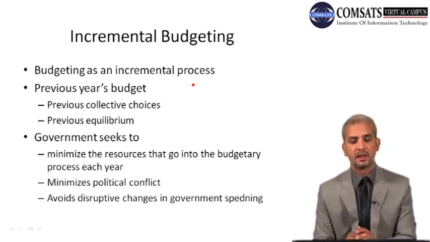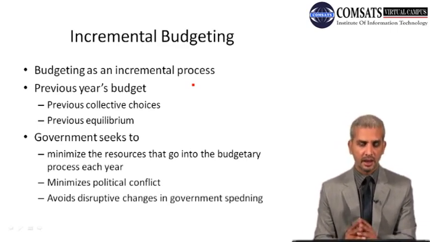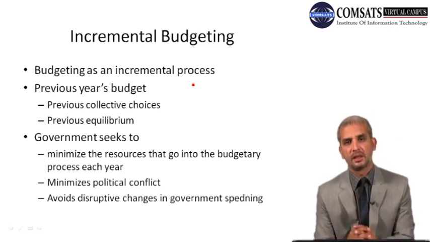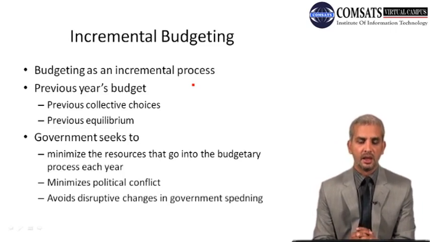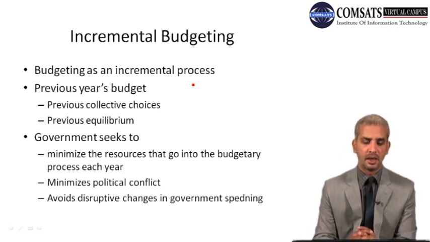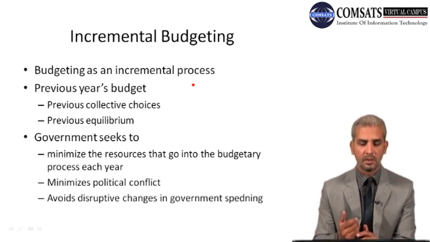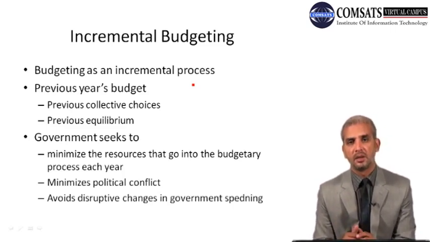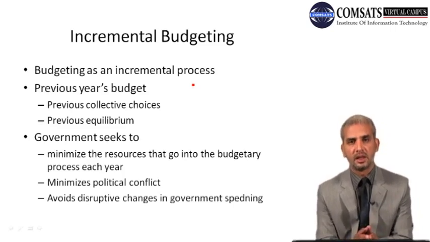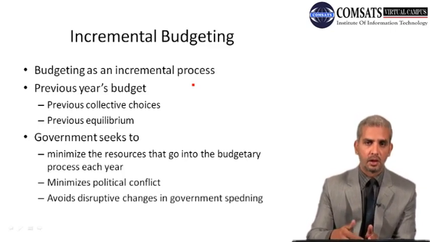Then another sort of budgeting that is usually used is budgeting as an incremental process. Now, the activity of budgeting actually utilizes a lot of resources of the government, and it is a very costly activity. So one of the methods that government might use is to consider that the previous year's budget was an outcome of collective choices and a political equilibrium. So that budget stands, and based on that we only need to evaluate what we need more.